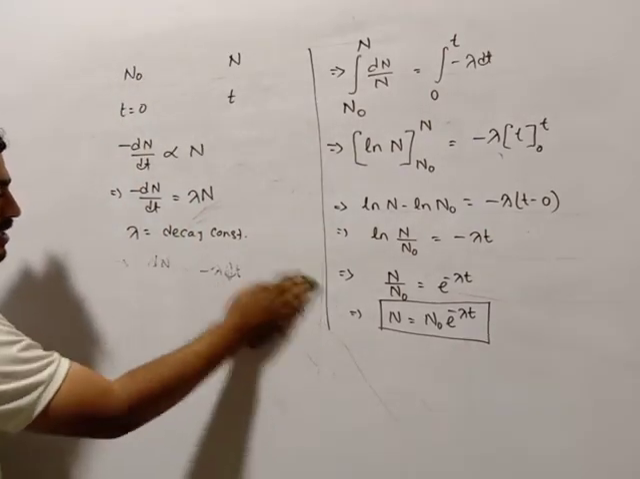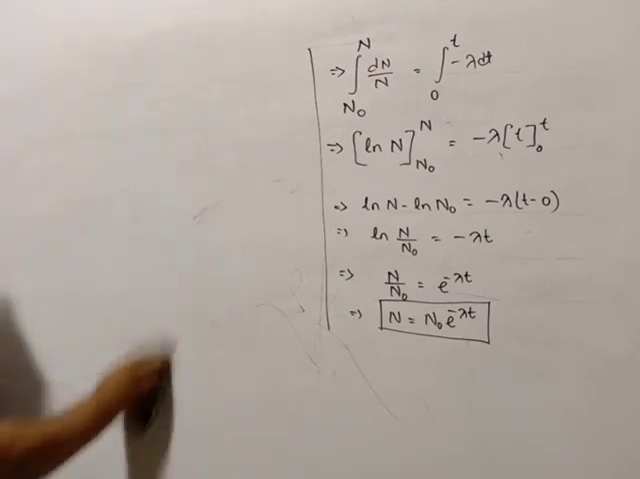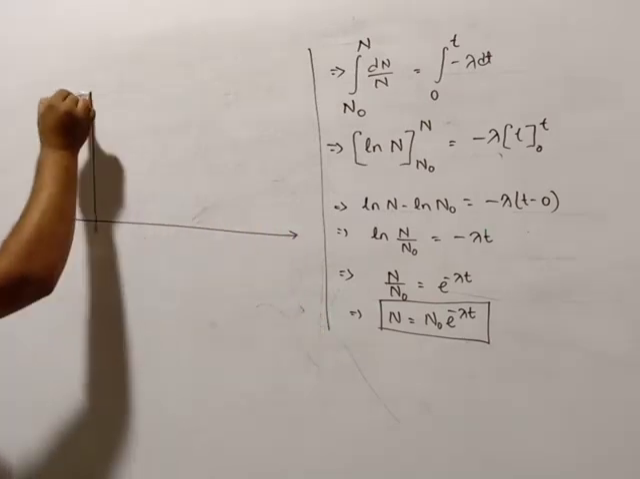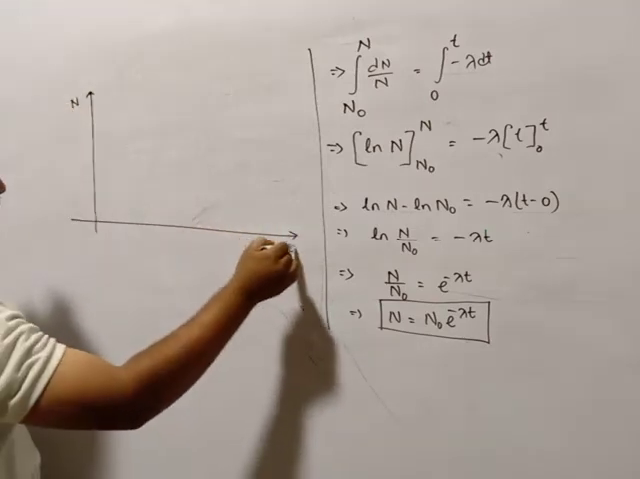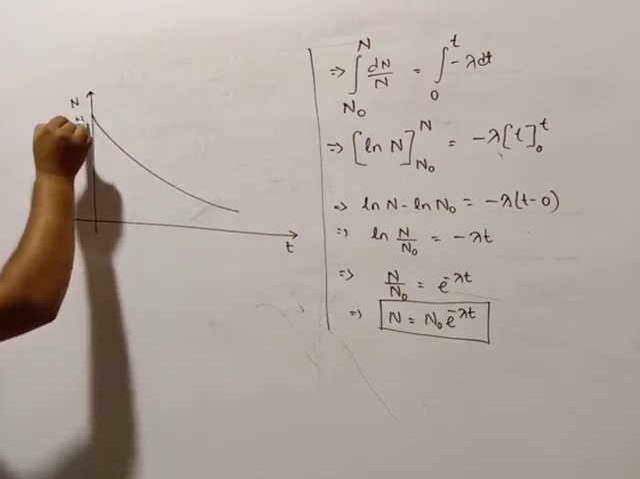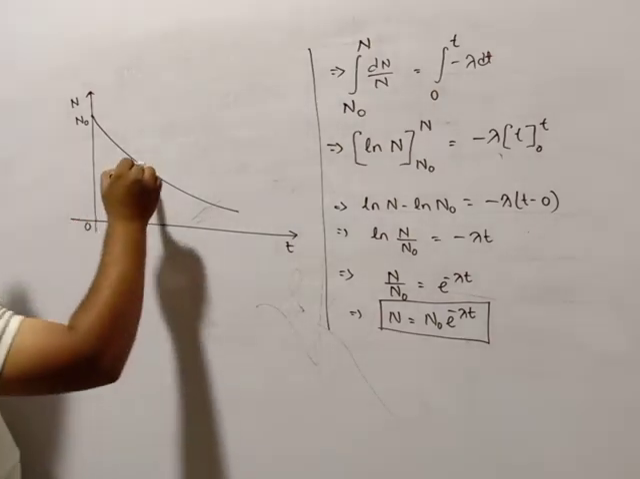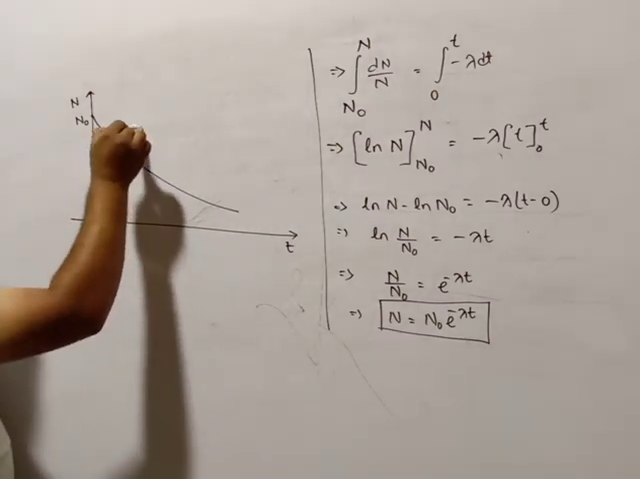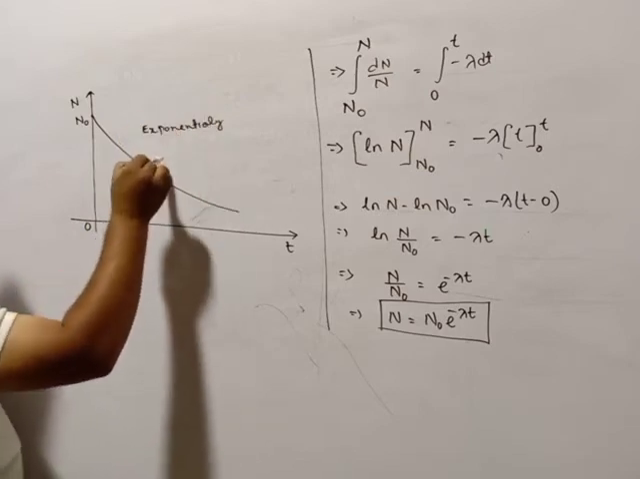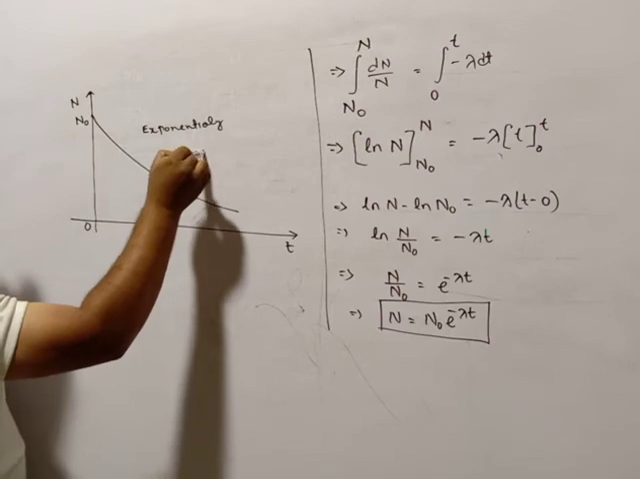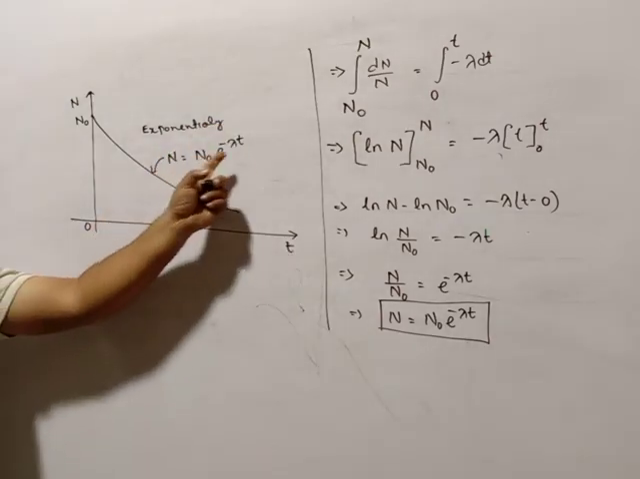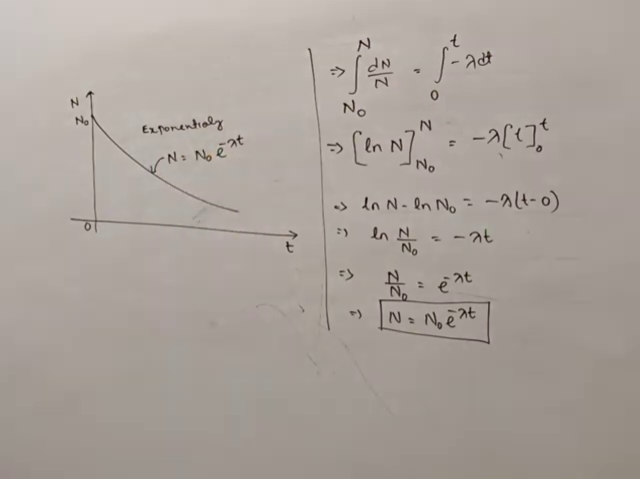Now, if we draw the graph of n versus t, the graph is like this. At time t equal to 0, the number is n0 and the graph decreases exponentially. So the nature of the graph is exponential decay, n equal to n0 e to the power minus lambda t.